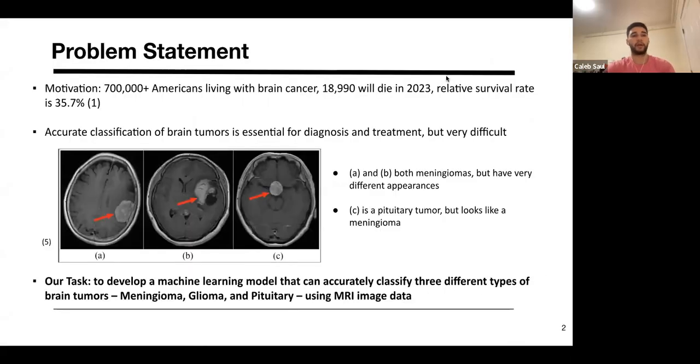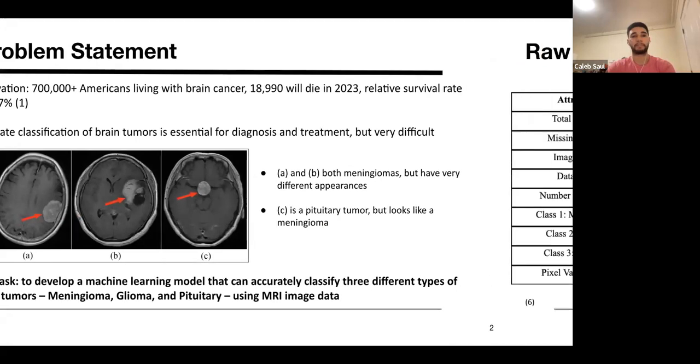So like I said, our problem statement is motivated by the fact that over 700,000 Americans are living with brain cancer in the US today, and over 19,000 will die this year. Accurate classification of brain tumors is essential for the diagnosis and treatment of them, but it's very difficult. As you can see in these images, tumors of the same type can appear differently, and tumors of different types can look like each other, making it hard to tell them apart. Our task, though, is to try and develop a machine learning model that can accurately classify the different types of brain tumors from fMRI image data.